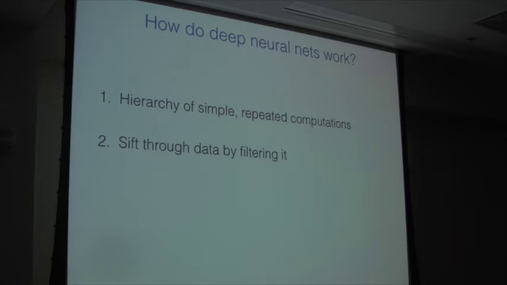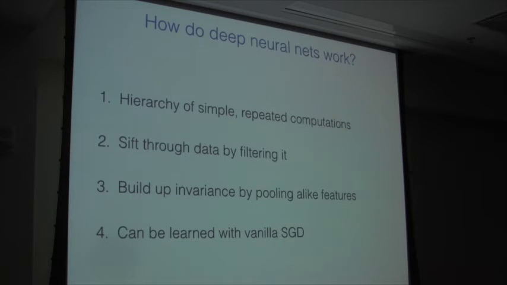Two intuitions are that the filters sift through the data and find important features. The pooling builds up some kind of invariance by grouping alike features. And the entire thing can be learned effectively with vanilla stochastic gradient descent. We're really lucky that at this moment, you can get away with something so simple. Okay, so any questions so far?